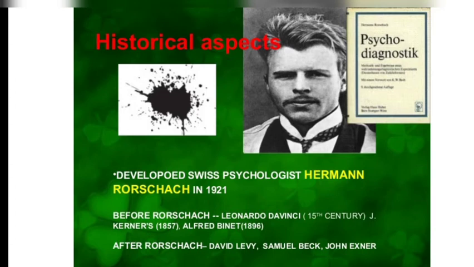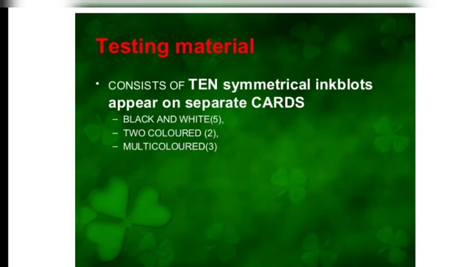Before Rorschach, Leonardo da Vinci in the 15th century, J. Kerner in 1857 and Alfred Binet in 1896 thought of developing this kind of projective test. After Rorschach, David Levy, Samuel Beck, and John Exner developed and progressed this test even more. Testing material: it consists of 10 symmetrical inkblots on separate cards. There are 5 black and white cards, 2 colored cards, and 3 multicolored cards in this particular test.